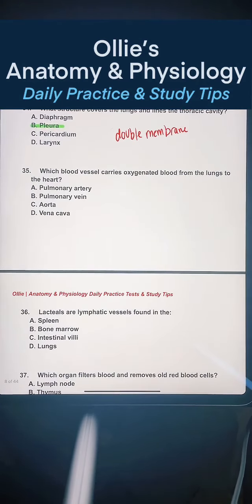Number 35. Which blood vessel carries oxygenated blood from the lungs to the heart?